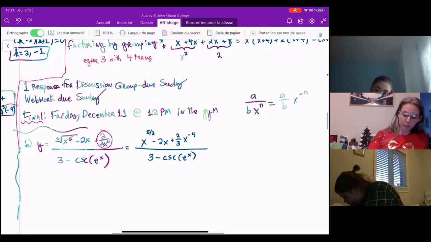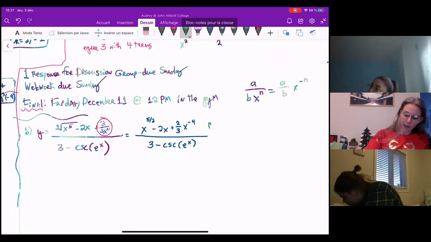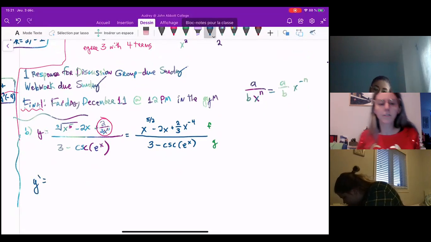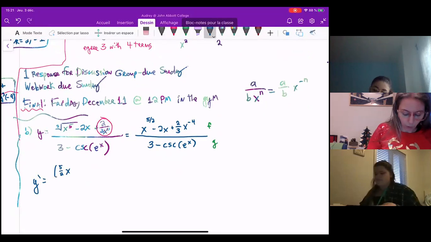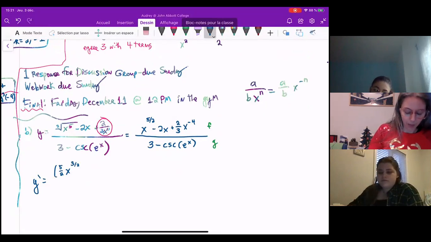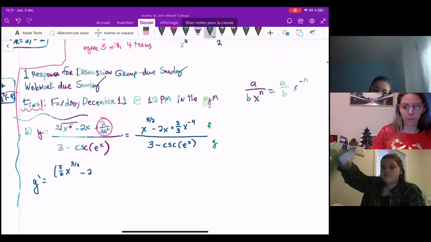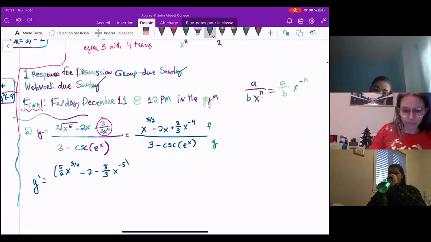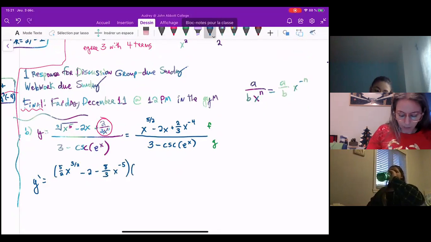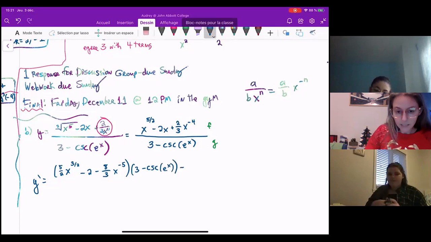So now I'm going to apply my quotient rule, where this is my f and this is my g. So my y prime is the derivative of the top, and I'm just going to do it all in one go. So I bring the 5 over 2 down. I subtract 1, so I get 3 over 2. Then minus 2. Then minus 8 over 3 x to the -5. That's my f prime times g, minus, so for quotient rule, it's minus the top.